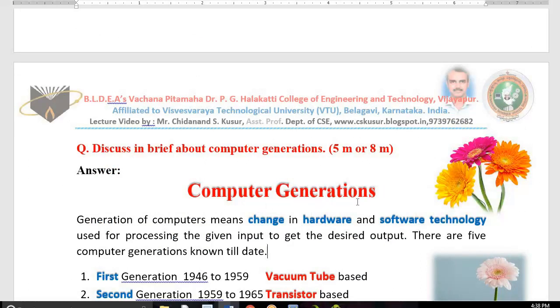Then what do you mean by computer generations? Generation of computers means change in hardware technology and software technology, used for processing the given input to get the desired result by using that computer system. That is what we call computer generations. There are totally 5 computer generations known till date.